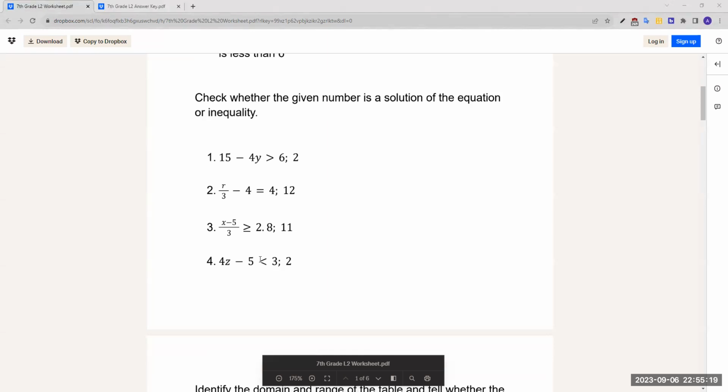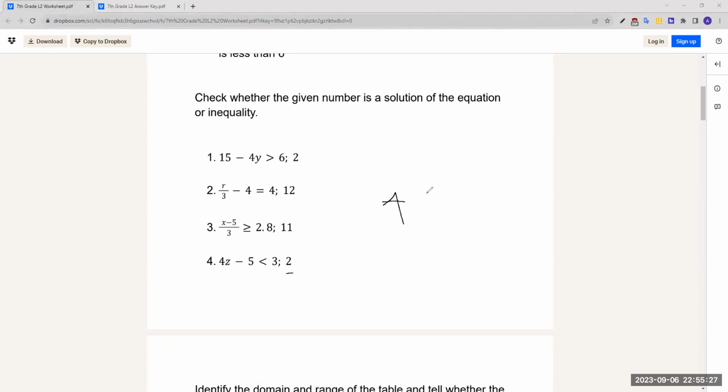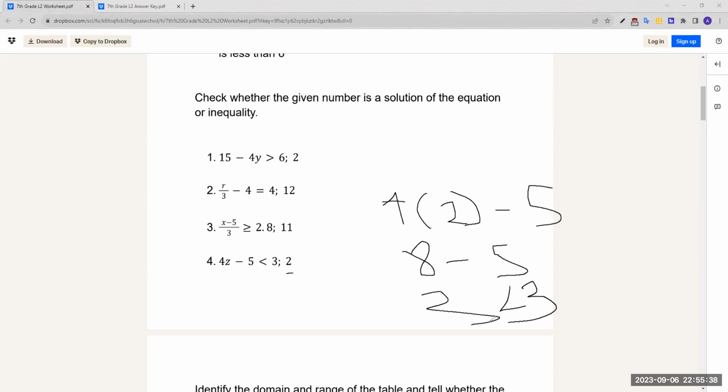Number 4, 4z minus 5 is less than 3, and the number we're given here is 2. So let's plug that in. 4 times 2 is 8, and 8 minus 5 is 3. Is 3 less than 3? No, they're equal to each other, so this would not be a solution.